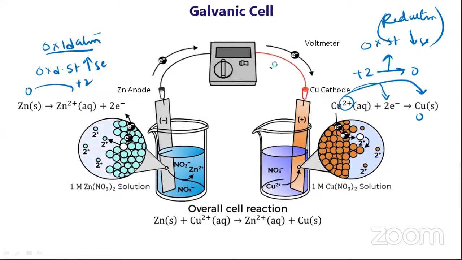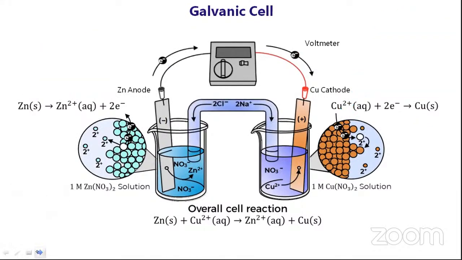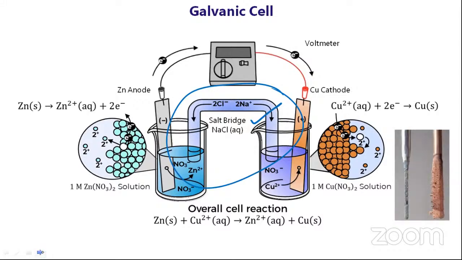Now, next, let us see what is exactly happening in the galvanic cell. There is an inverted U-tube in the center. This is called the salt bridge. We'll talk about the functions of the salt bridge in a later class. So this is before and this is after.